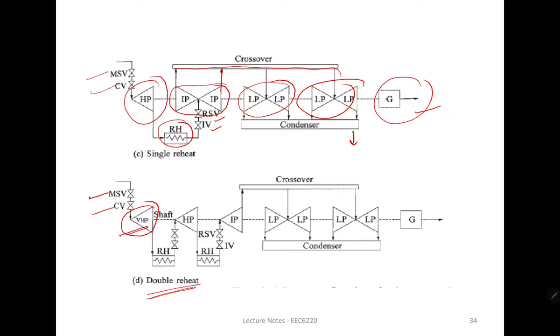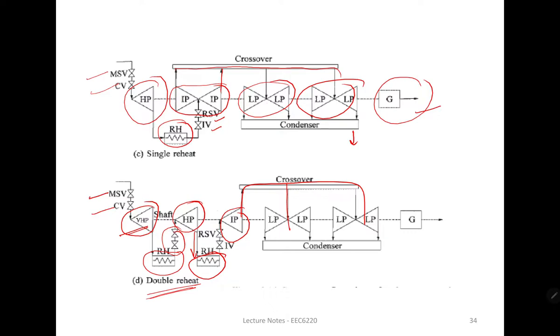Okay, after that one reheater is connected. Again we have the valves in between, then it comes to the high pressure turbine. After the high pressure turbine, the same procedure is there. We have again reheating over there. Then going to the intermediate pressure, and after that we are giving it to the low pressure turbine.